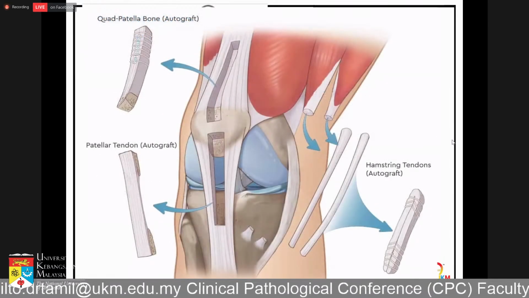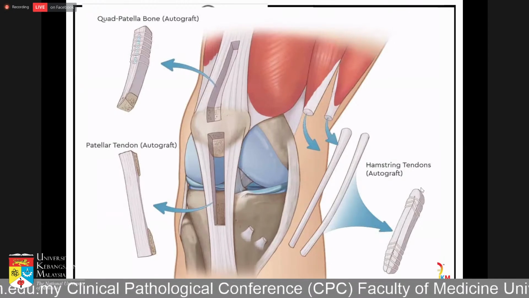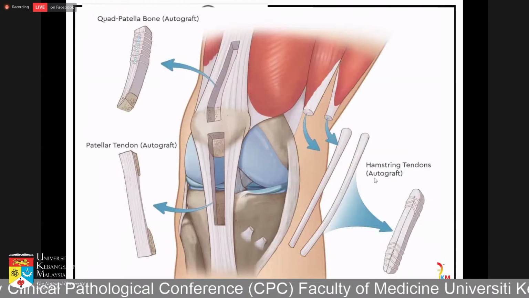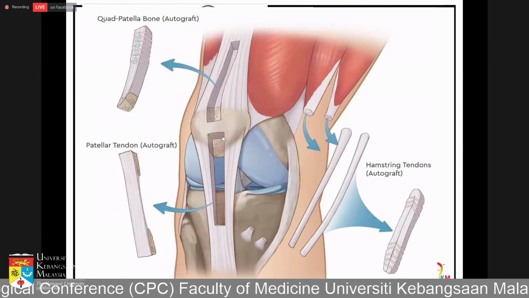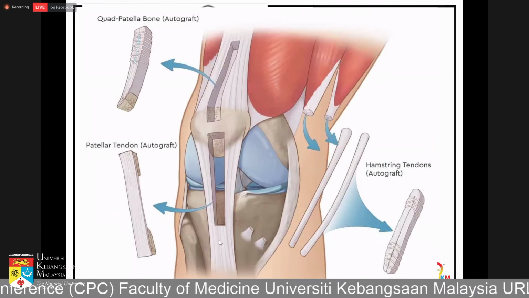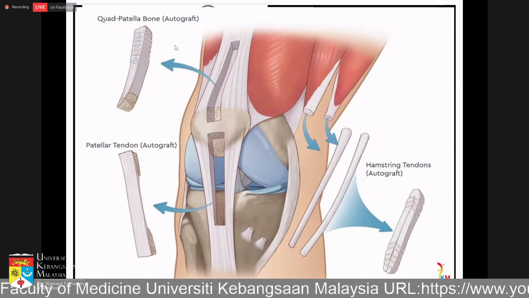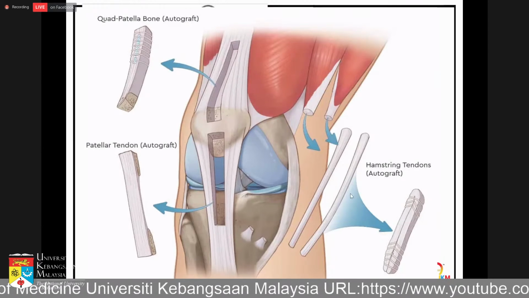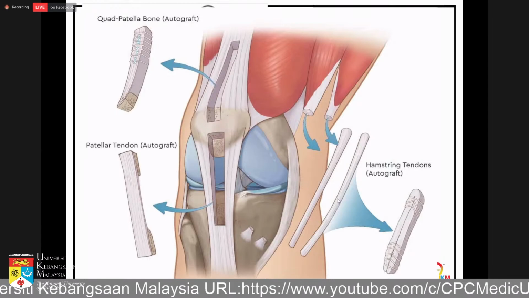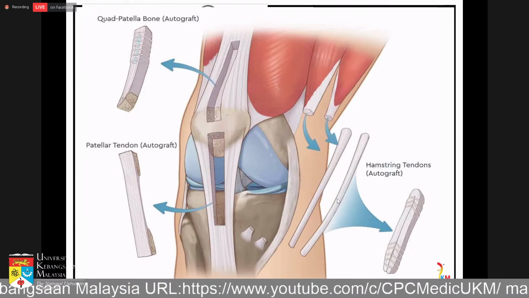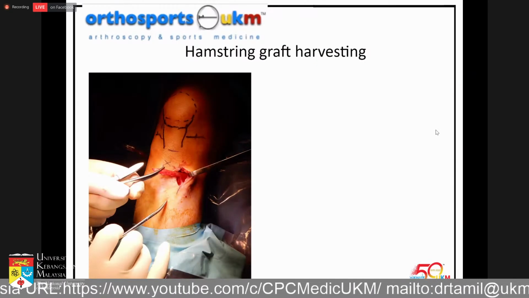So these are the 3 types of autograft that are commonly used in ACL reconstruction. Number 1 is hamstring tendon graft. Number 2 is patella tendon graft, or called bone patella tendon bone, BPTB graft. And number 3 is quadriceps patella bone autograft. Usually we use these 2 grafts, hamstring tendon or patella tendon graft. Each graft has their own pros and cons and it's up to the surgeons. So for this patient, we use hamstring graft.